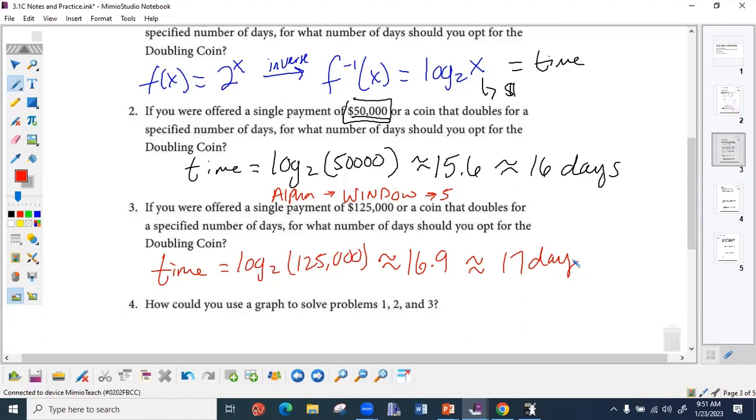Does that make sense? Okay. All right. Now, how could I use a graph to do this?